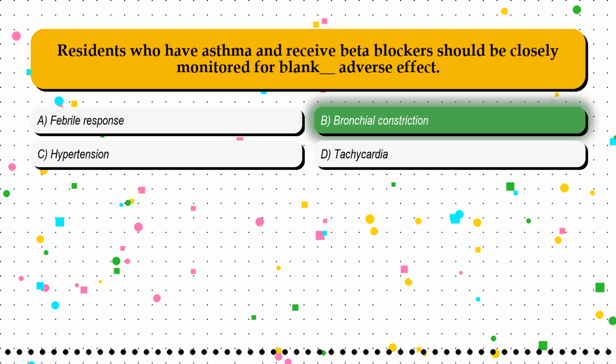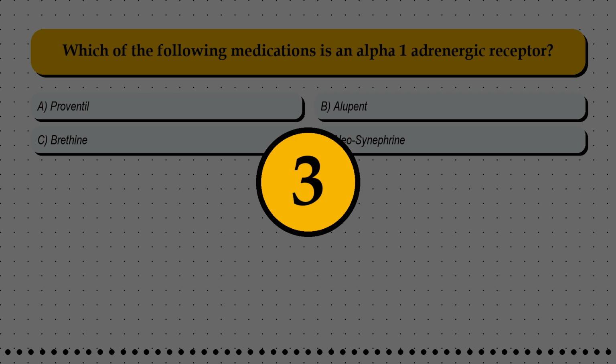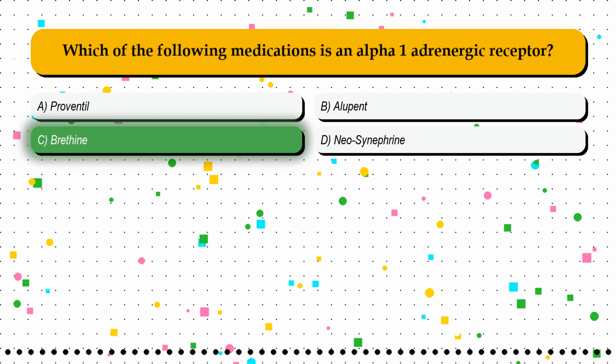Bronchial constriction. Question 160. Which of the following medications is an alpha-1 adrenergic receptor agonist? Option A. Proventil. Option B. Dopamine. Option C. Brethine. Option D. Neosynephrine. The correct answer is option C.